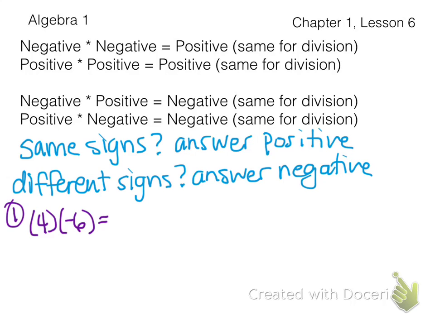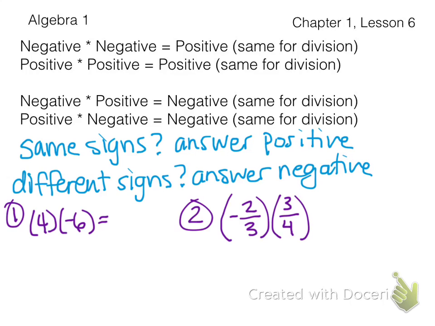Alright, so multiplication, we've got 4 times negative 6. The signs are different, therefore my answer is going to be negative. The answer will show up eventually. Okay, so 4 times negative 6 is going to give you negative 24. I hope you know that. Negative 24. There we go. Signs are different, therefore negative answer.